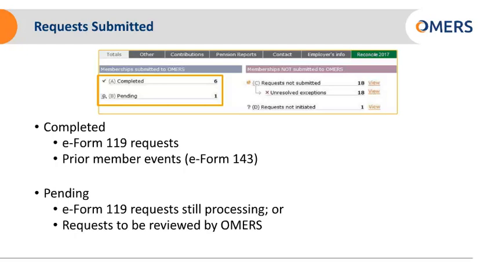Under the Memberships Submitted to OMERS section, Completed includes all eForm 119 requests that have been processed, as well as any eForm 143s submitted for 2017 retirement, termination, or pre-retirement death. Pending includes any transactions you have submitted and OMERS is currently reviewing.